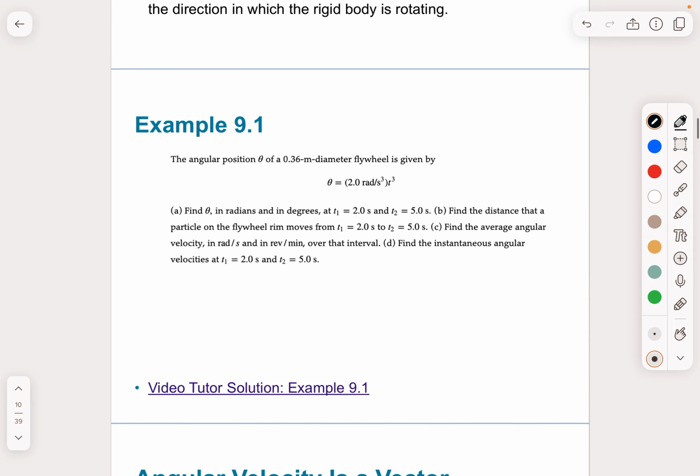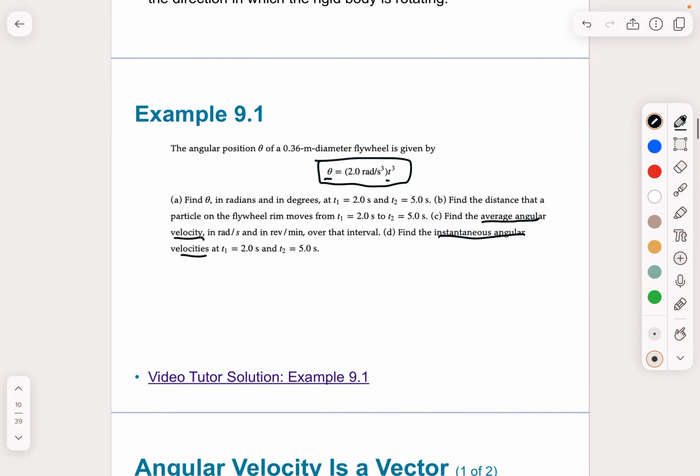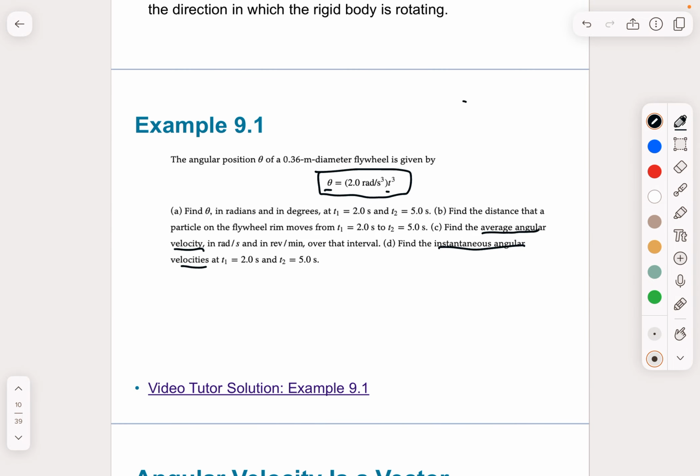So in this example, I'm going to skip this one for this video, but you can do it on your own. It's basically an example where you become comfortable with the language, and here you're given an angular position of an object as a function of time, okay? And then you're going to calculate some values based on this function right here. So it's a good one to get used to the language of what it means to find the average angular velocity, what it means to find the instantaneous velocity, okay? I think it's a good one to do, but I'm going to skip for this video. We're going to do some more complicated ones.